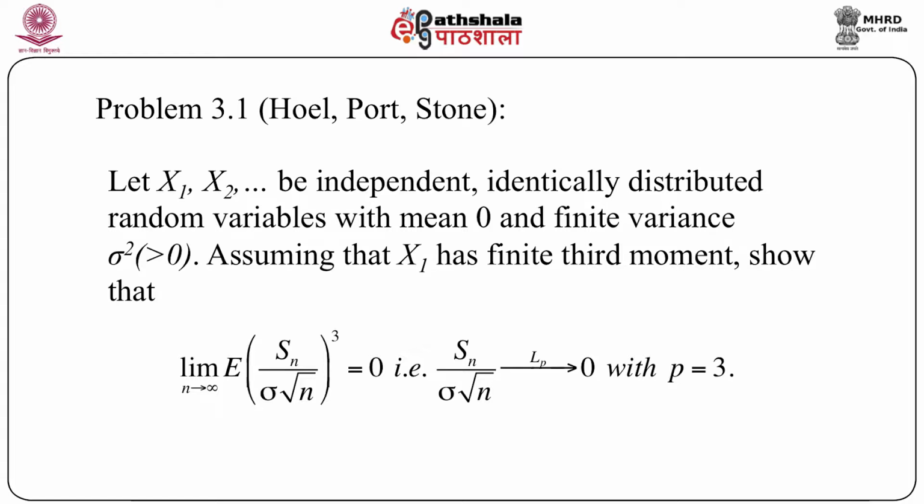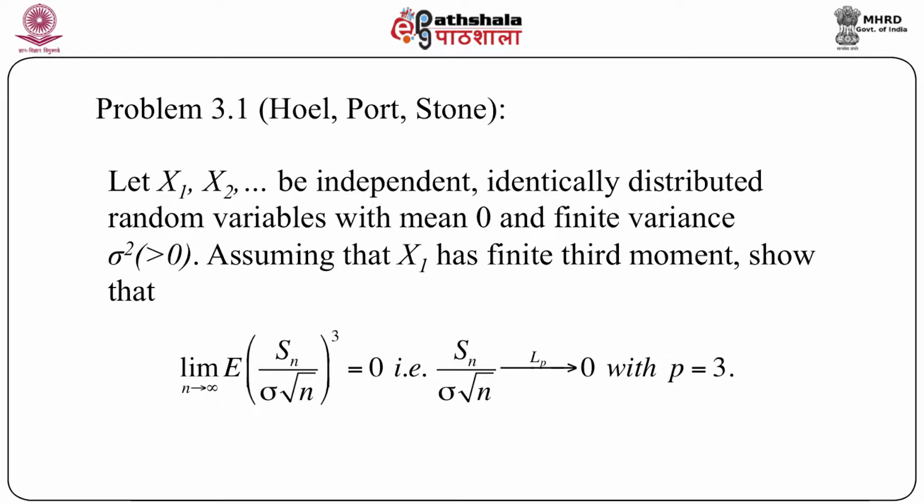So assuming that the third order moment exists, is finite, we have to show that the limit as n goes to infinity of the expectation of (Sn by sigma root n) whole to the power 3 equals 0. That is, Sn by sigma root n converges to 0 in LP. Now naturally P is equal to 3. So this gives us some idea about the LP convergence or L3 convergence. Let's see how we can prove this result.